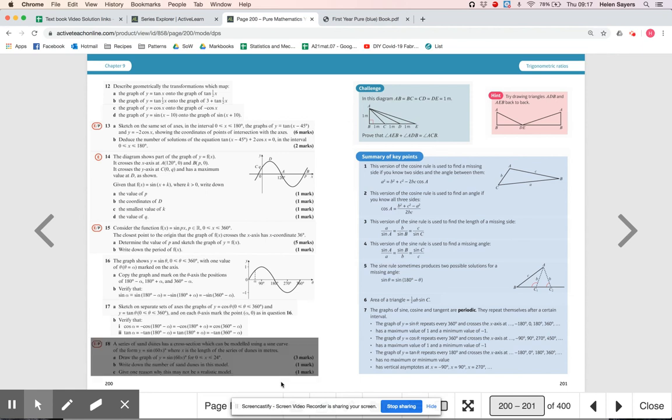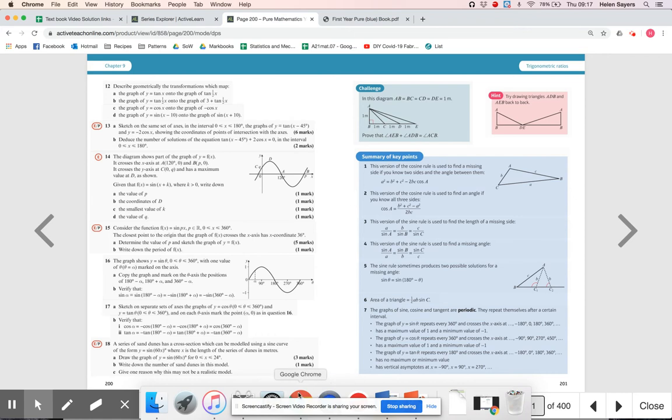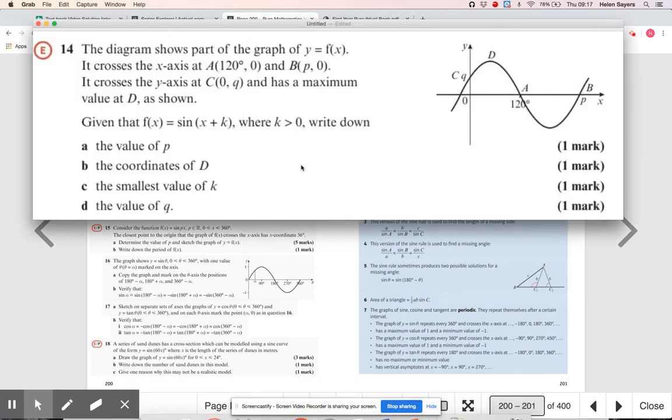Okay, we're looking at the first year core textbook, and we are looking at mixed exercise 9, which is on trig, and we're on question 14. So I'm given a sketch of a curve, and it's got the shape of a sine curve or a cos curve. I'm told about two coordinates, but they're also labelled on the diagram. And then they tell me that this is based on the sine curve.